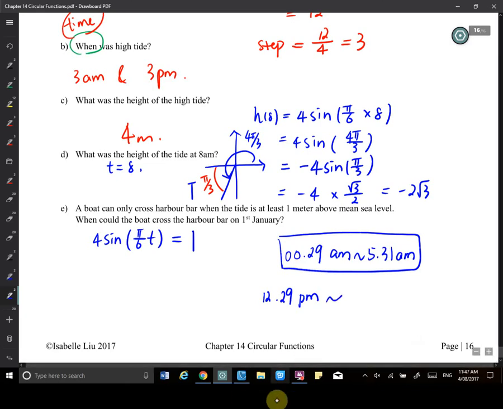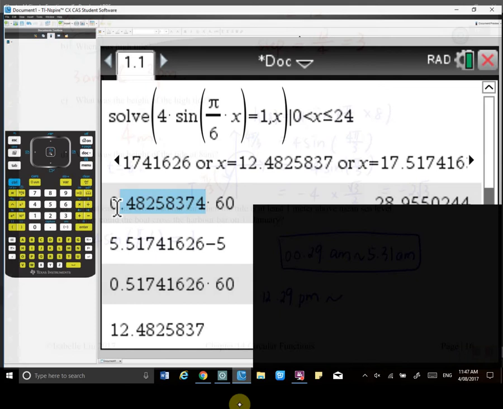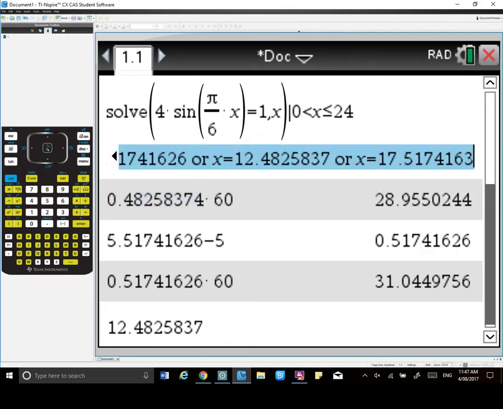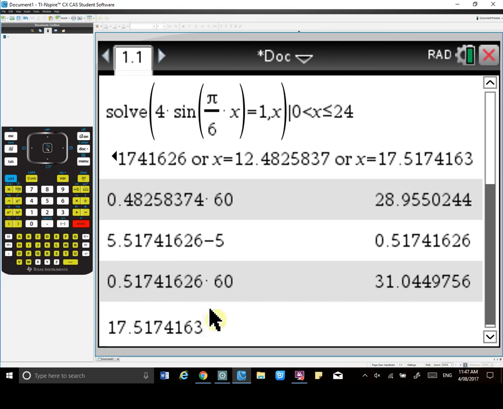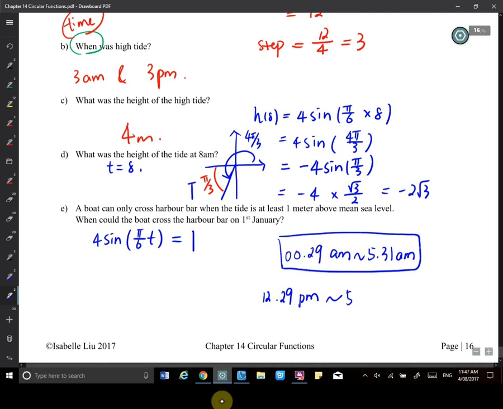And to where? The last value is this one. It's 17 something. Can you see this decimal is the same as this decimal? So it's still 31 minutes that has passed, but it's 17 hours later. So the time is 5:31 p.m. in this question.